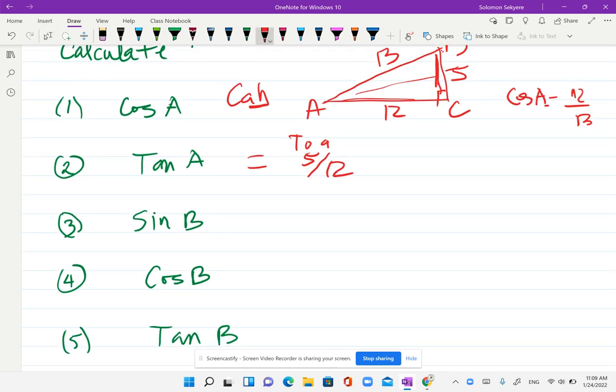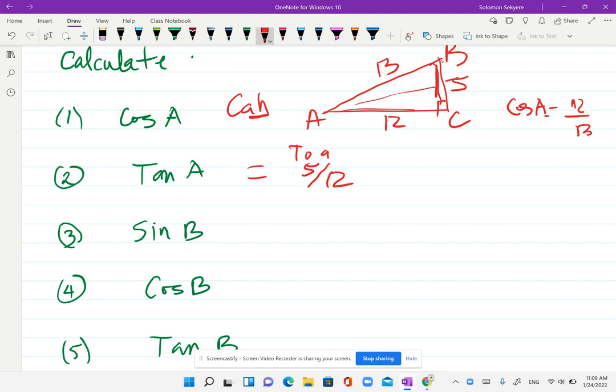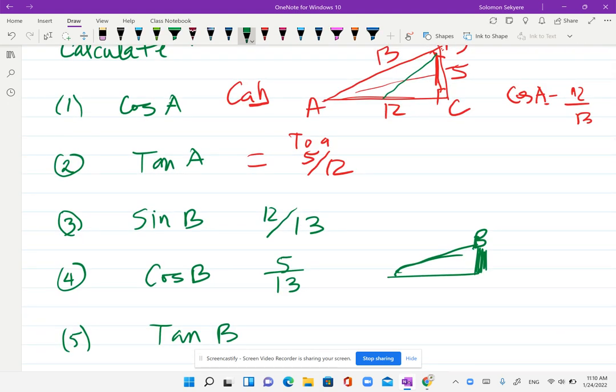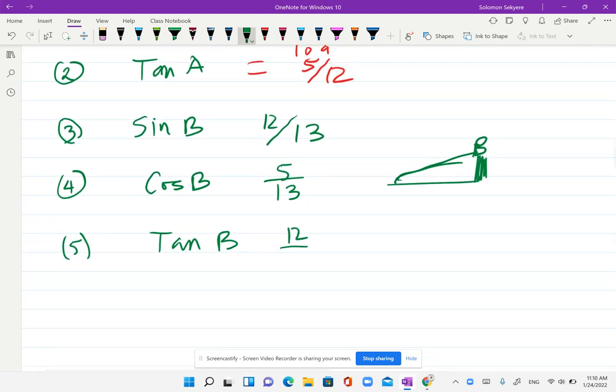What is sine B? Go to angle B and follow opposite over hypotenuse. Opposite is right here, 12, over hypotenuse 13. What about cosine of B? B is right here. Cosine of B is adjacent, right there, over hypotenuse 13, so 5 over 13. Tangent of B, opposite over adjacent, is 12 over 5.